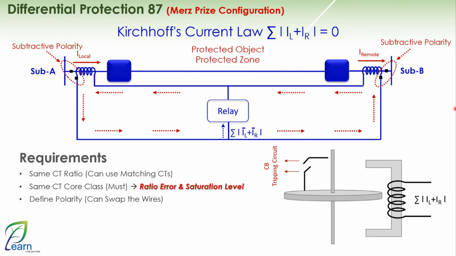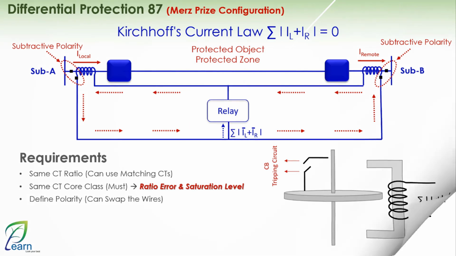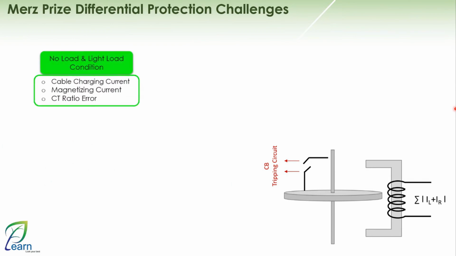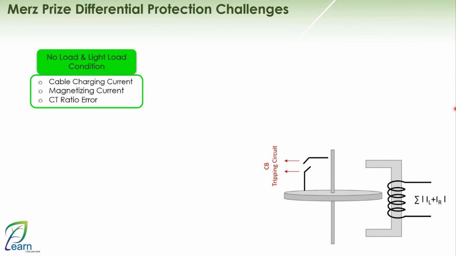Very well, here we found some problems that we faced during the normal operating conditions. Let's take a look together. The problems we encountered with the Merz price system are as follows. Number one, it was mentioned that in the case of no load and light load conditions, we found some issues occurring. What are these issues?